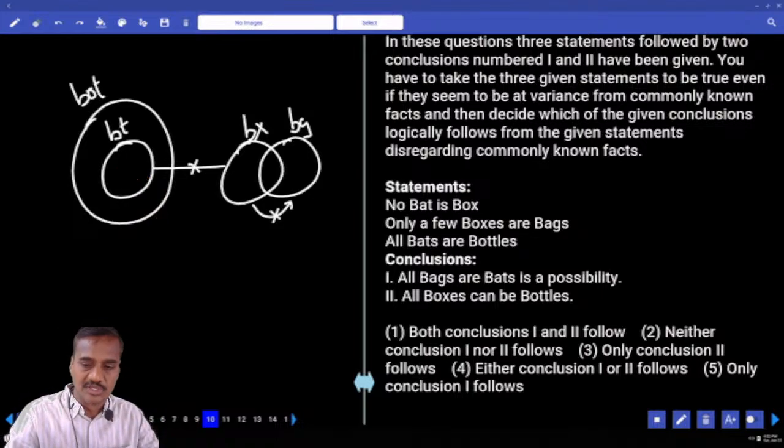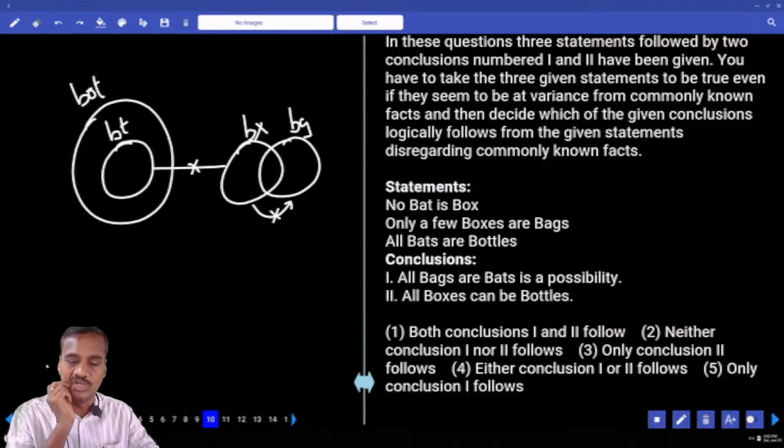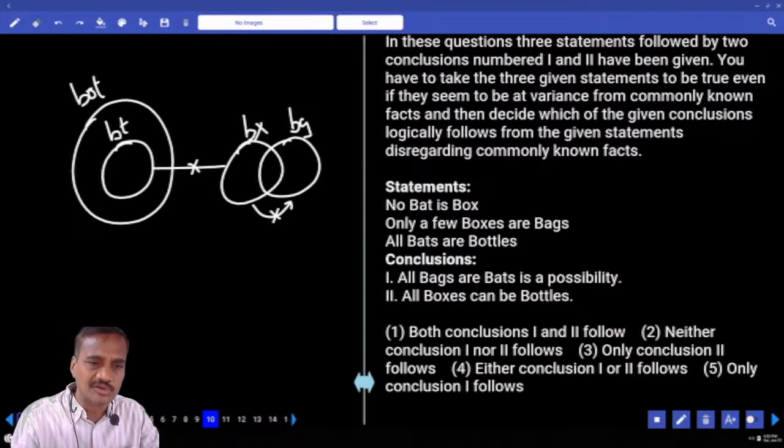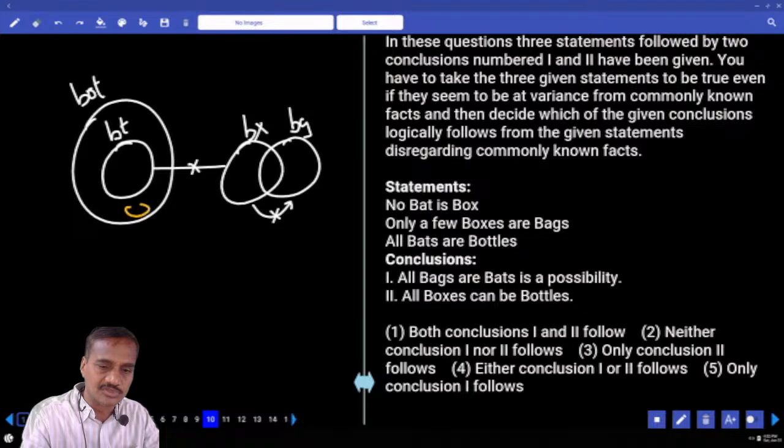Then coming to the next one. All boxes can be bats and bottles.